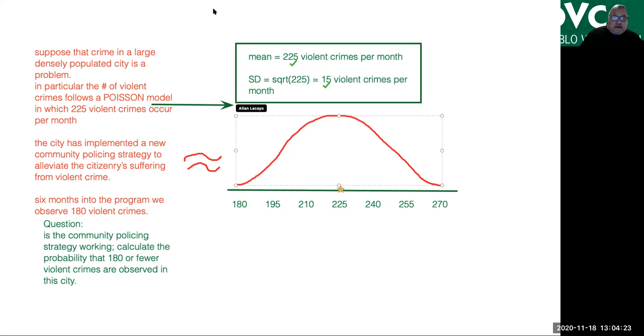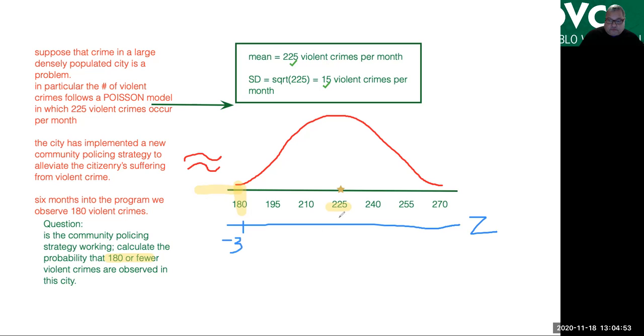So if I look at the number that I'm interested in counting the odds of seeing, which is 180 or fewer, 180 is actually really far from the expected or usual number of 225. In effect, in this context, the 180 has a z-score that is -3. It's 3 deviations below average. So even without doing the math, I can already tell that this probability is going to be super small.